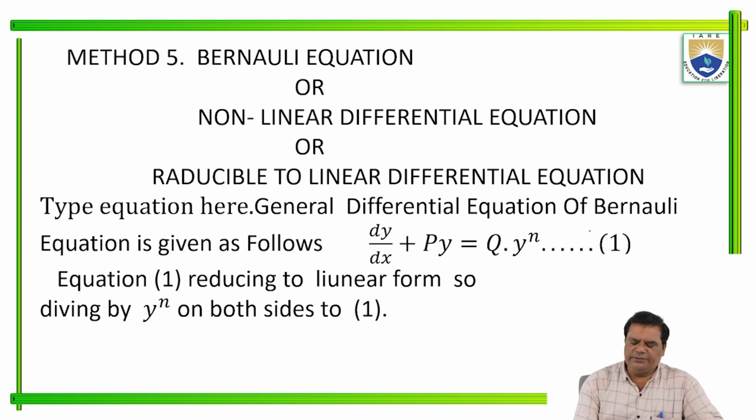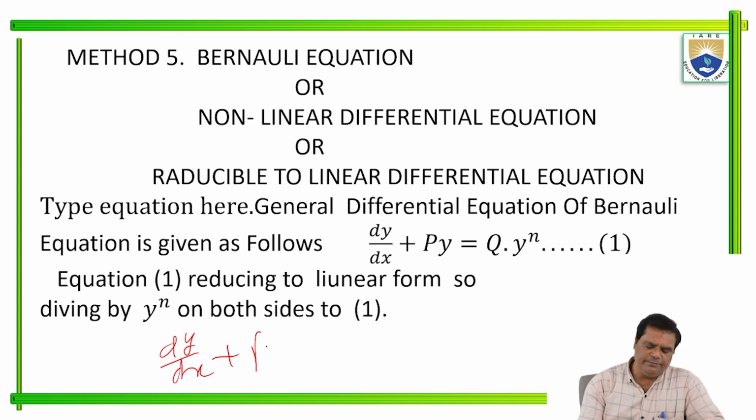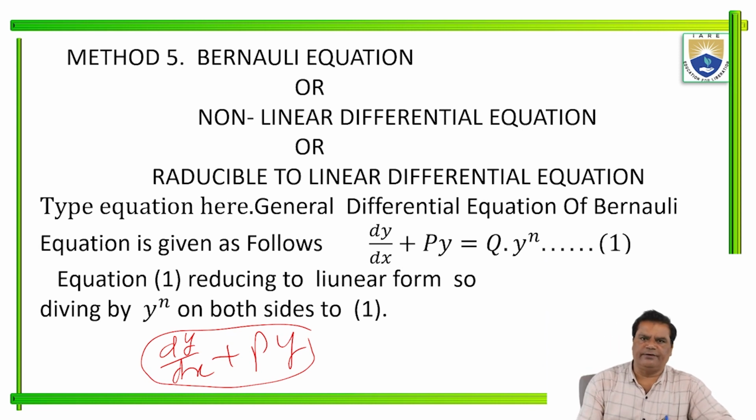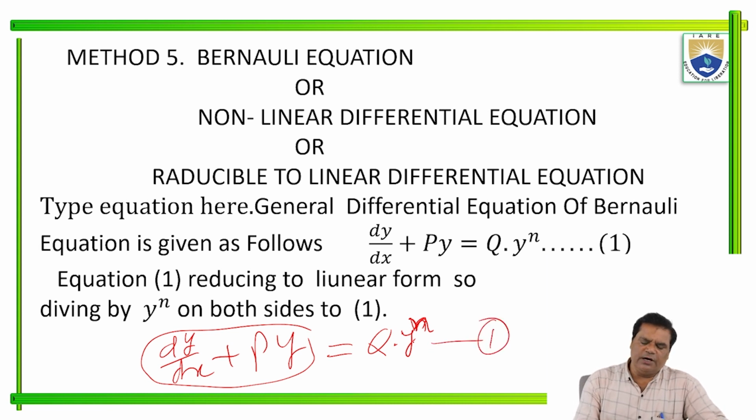The general form of the Bernoulli differential equation is as follows: dy/dx plus py. The left-hand side is the same as in the linear equation, but the right-hand side is q. In the linear case it is only q, but in the non-linear or Bernoulli equation there is some power of y, y to the power n, and n is any positive number. This is known as a Bernoulli equation, a non-linear equation reducible to a linear equation.